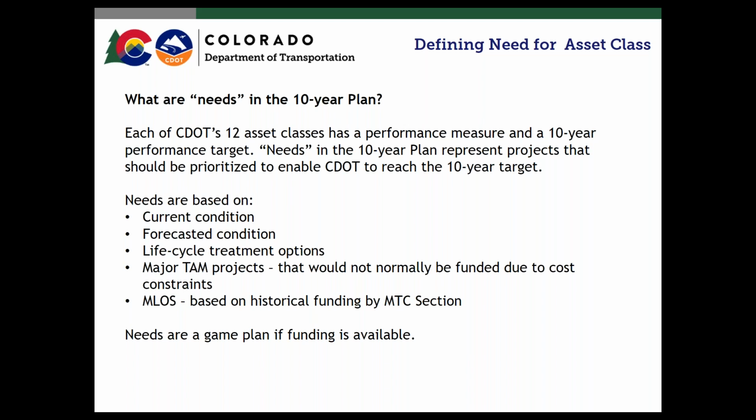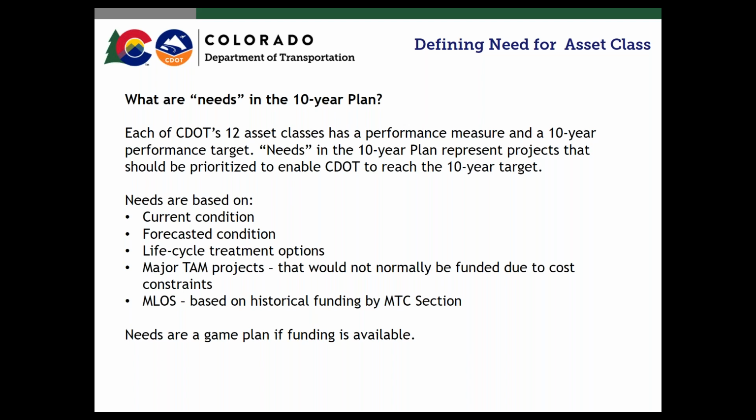We're also building out, just tangentially related, what risk and resilience look like in terms of life cycle. Then we also look at whether there are major TAM projects. What this means is that the run-of-the-mill life cycle treatment options would be things like your joint replacements, your overlays, your chip seals, or just a camera replacement. Those are things that we normally expect to fund within an asset class for asset management.